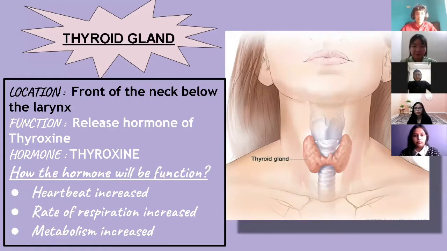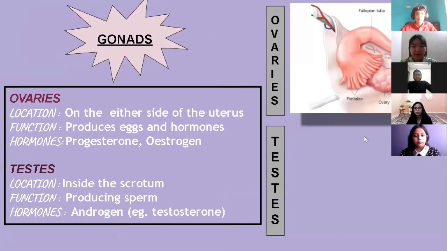Next, for the next slide, gonads are the ovaries and testes. Both of them secrete different types of hormones. Progesterone and estrogen are released in the ovaries. Progesterone helps to develop the uterine lining and inhibits ovulation, whereas estrogen helps to develop female secondary sexual characteristics and maturation of the ova. For the next slide.